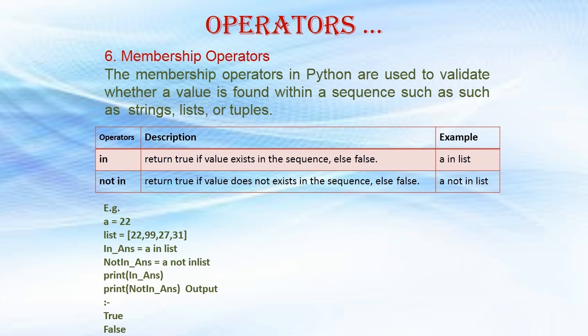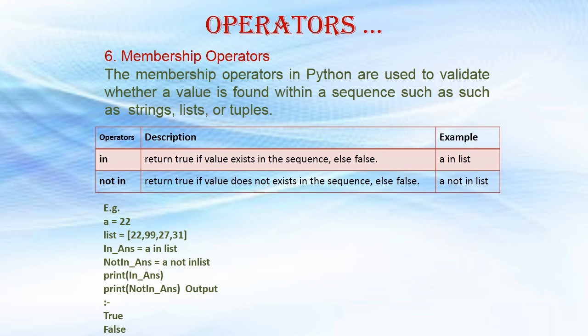Now the next type is membership operators. The membership operators in Python are used to validate whether a value is found in a sequence such as a string, list or tuple. What string, list and tuple are, we will discuss in later chapters. Now, in and not in. Suppose we check, for example, A in list, which means A is there in the list, or A not in list. Does A exist in the list or not?